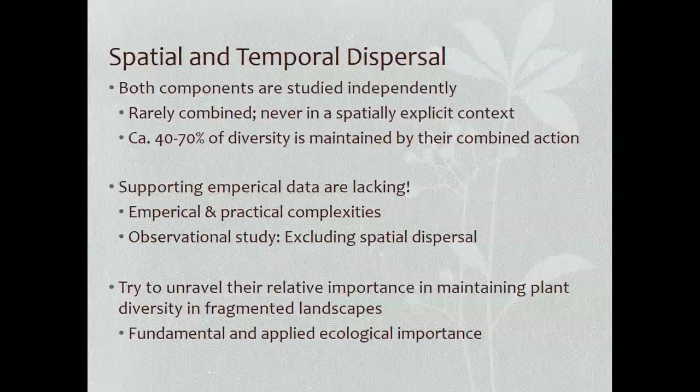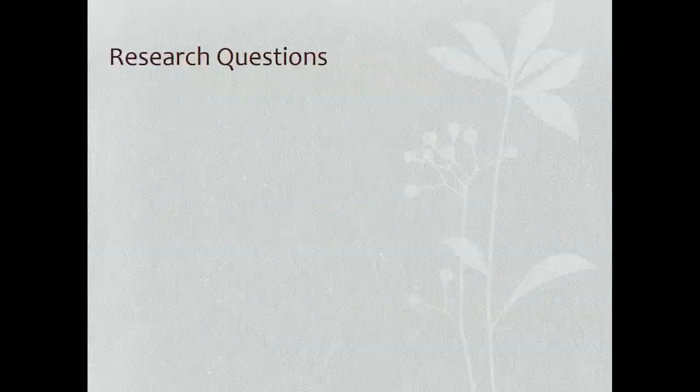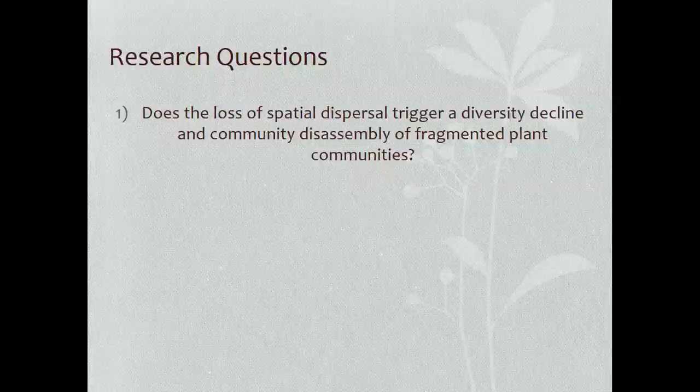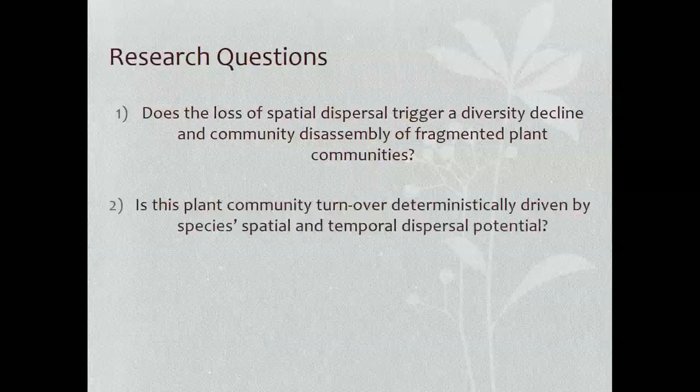I'm trying to look at how dispersal maintains diversity. It is really important to understand, both fundamentally and for its implied ecological importance, how we should manage our fragmented landscapes. So I asked myself three basic questions. If we lose spatial dispersal from a system, would the fragmented plant communities disassemble because diversity is declining and species are being lost?